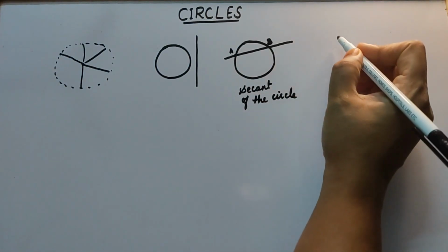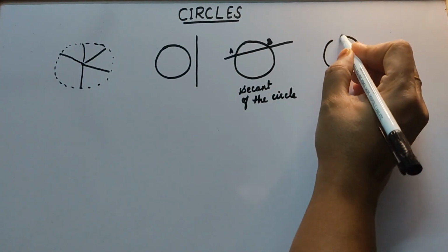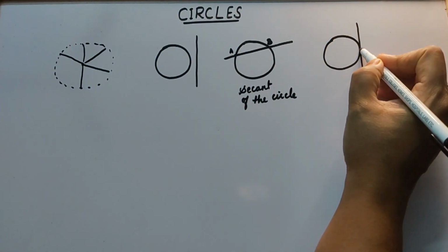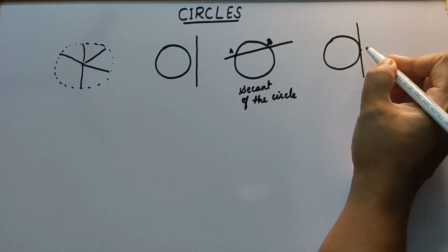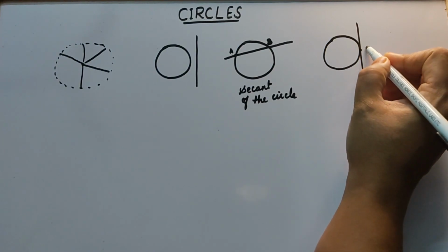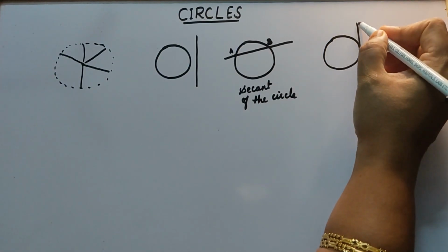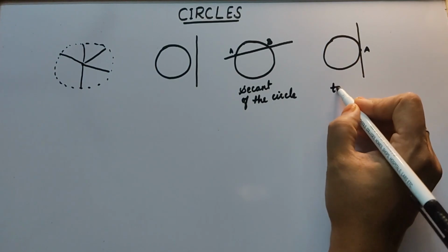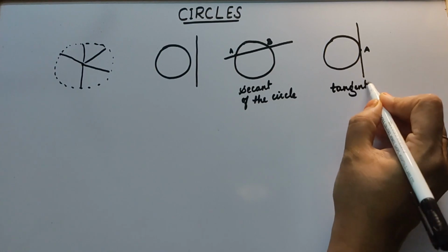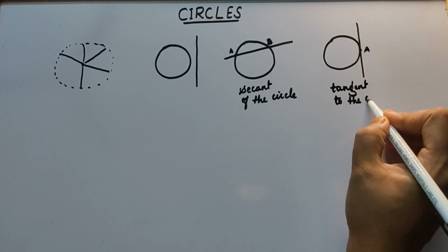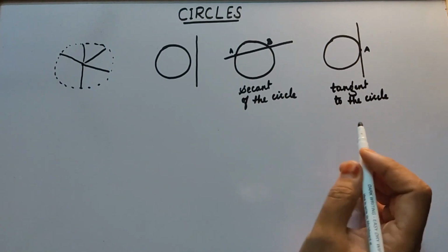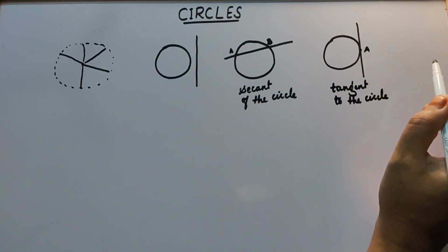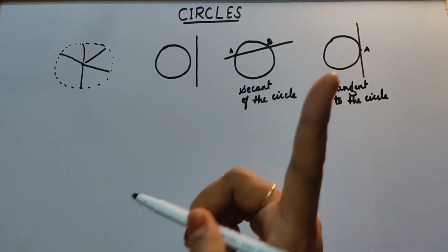Okay, students. Now next figure. This is a circle and this is a line which is touching the circle at only one point. This point is called the point of contact. Let me name this A. The line which is touching the circle at only one point is called a tangent to the circle. Here, the line touches at only one point, and that is called a tangent.